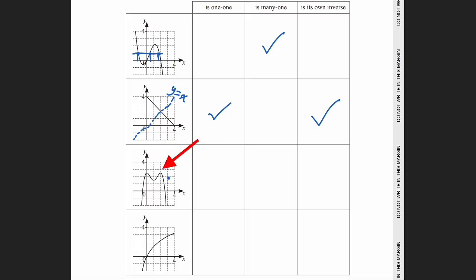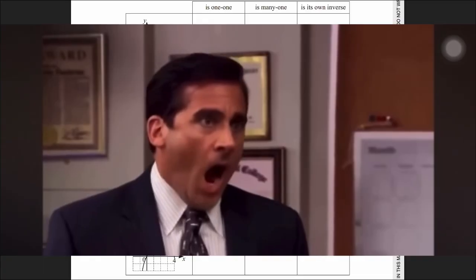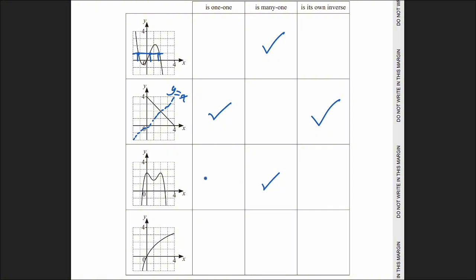Now, is this not a one-to-one? No. Is this a many-to-one function? Yes, because a single value of y can have 4 values of x. So it is a many-to-one function.